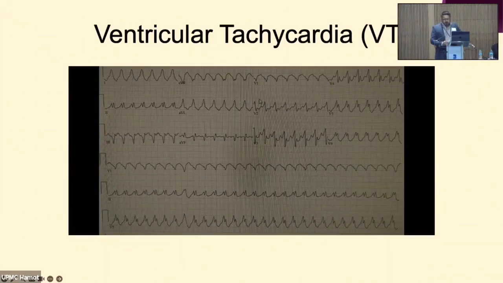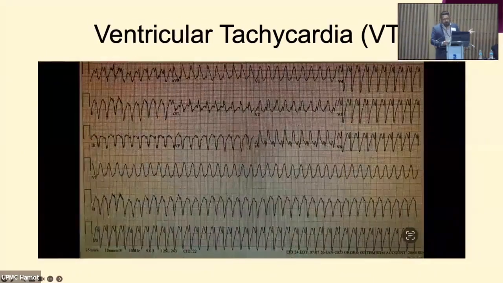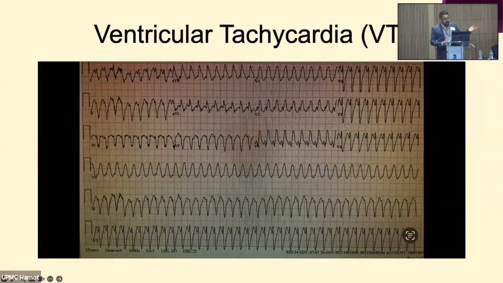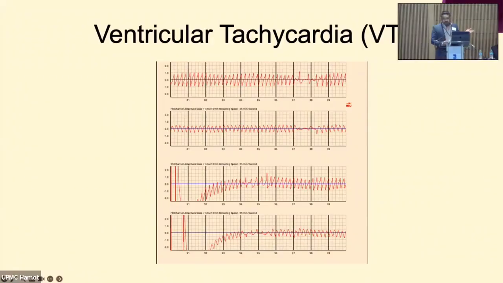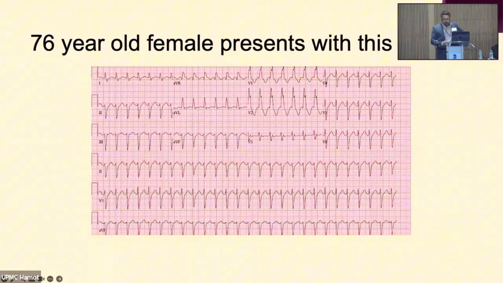Sorry, not good pictures, but have to show pictures of VT. It's just wide complex tachycardia. It's monomorphic, meaning all QRSs look the same. It's fast. It can be hemodynamically unstable. This is actually a VT tracing from a life vest. You know, we see this all over the place. So this patient goes into ventricular tachycardia, gets shocked by his life vest. So just kind of some interesting tracings.